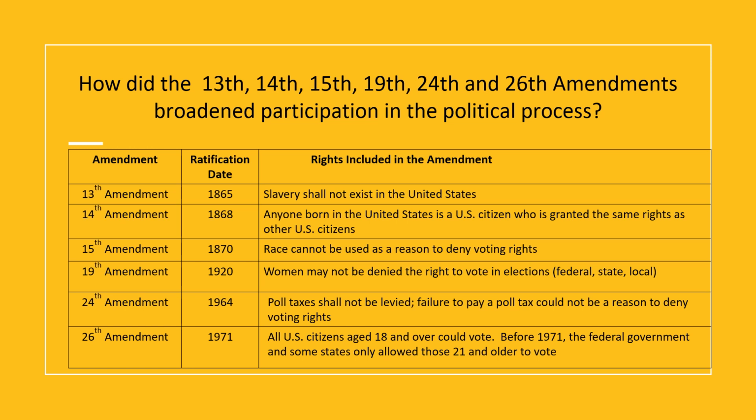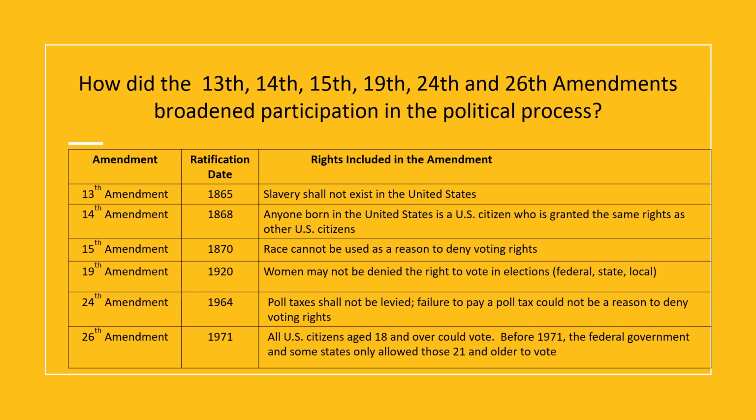1870 now grants voting rights to all U.S. citizens regardless of their race. That's the 15th Amendment. With the 19th Amendment, voting rights were expanded to women. Prior to 1920, states could decide whether or not women had the right to vote, but those rights were limited to local and state elections that were under the responsibility of the state and local governments. With the 19th Amendment, women could not be denied the right to vote in elections, whether the election was a federal office, state office, or local office.